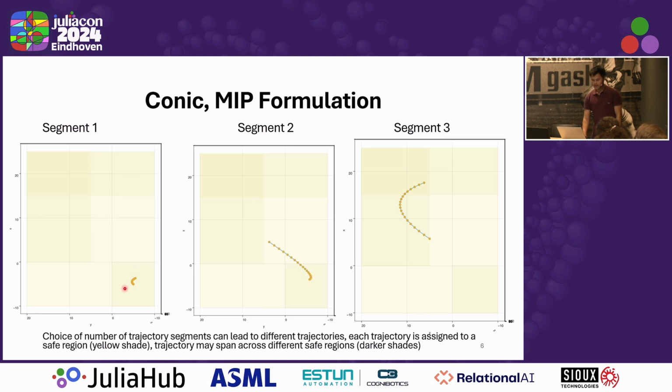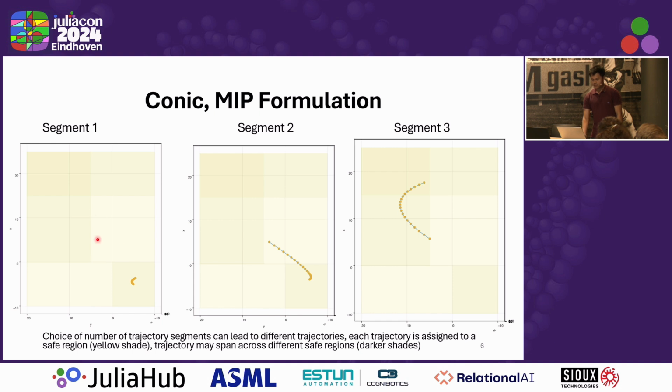Here's another way of visualizing a trajectory. A trajectory is made up of different segments. You can see one segment here, and the start of another segment here, and then finally a third segment here. Each segment is allocated to a particular region in space. Some of the shadings are darker than others, and that's just to illustrate that these regions overlap.